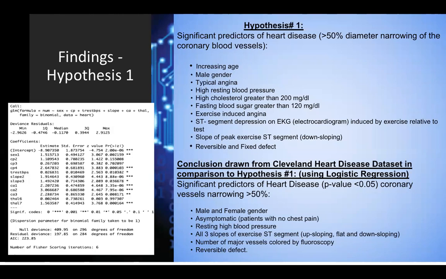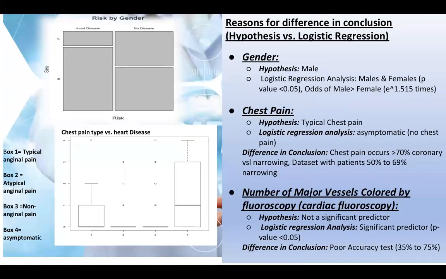The reason for the difference between the hypothesis and the logistic regression analysis for each attribute has been described in the next few slides. As per our hypothesis, male gender was a significant predictor. However, as per the Cleveland dataset, male gender is significantly associated with higher odds of having coronary artery disease in comparison to females. This draws the same conclusion as that of our hypothesis.